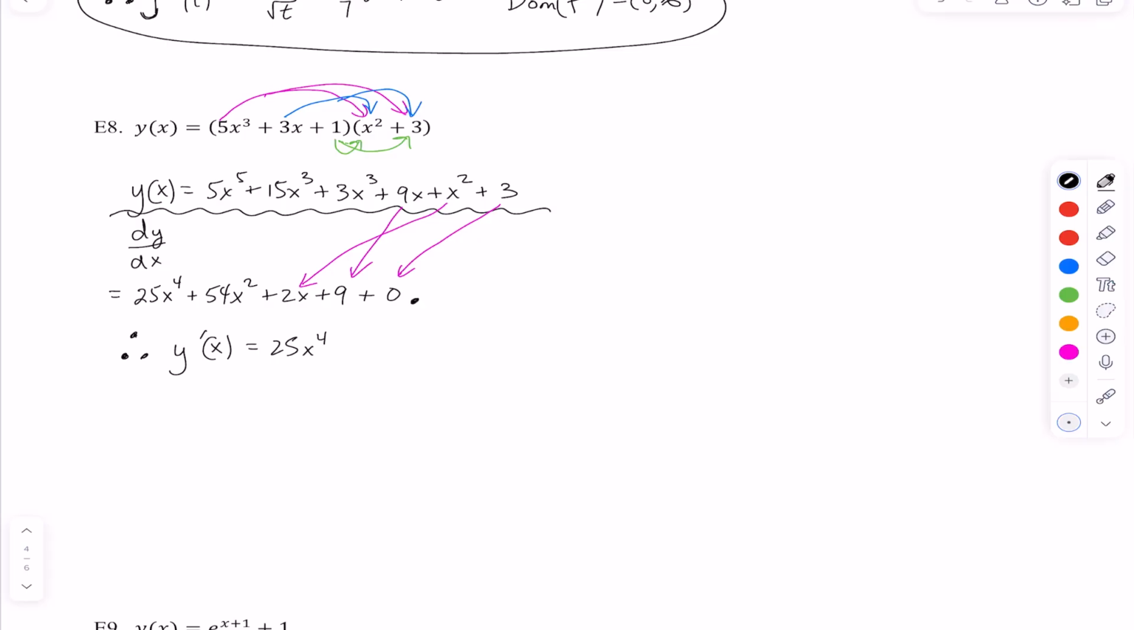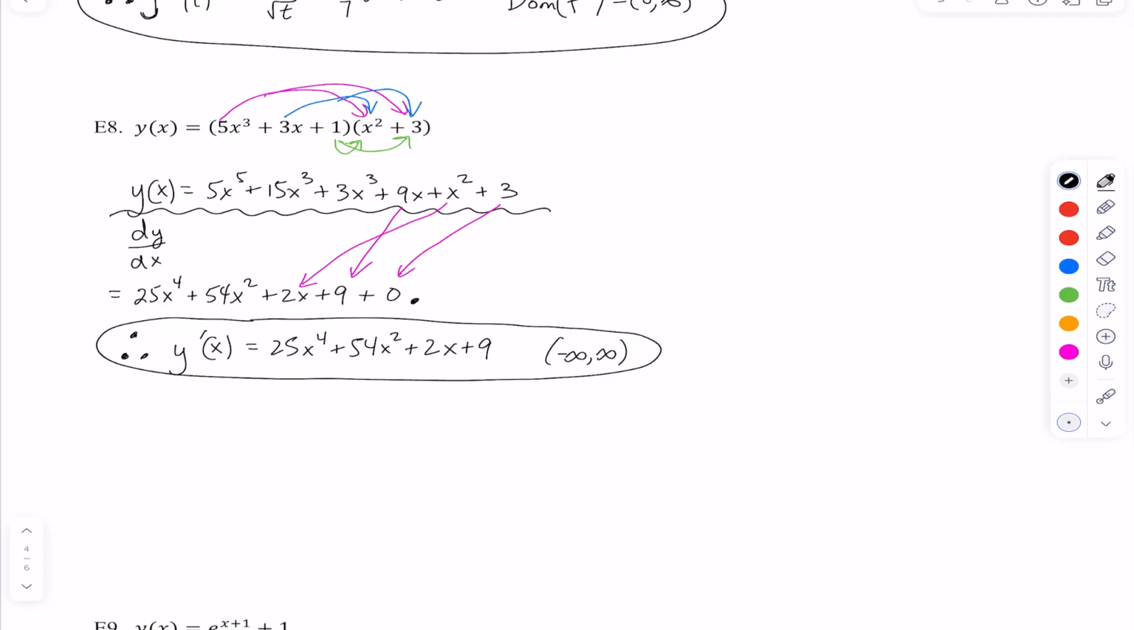So it's a fourth degree polynomial. The cool thing about polynomials is if you start with a polynomial, the derivative is also a polynomial. And we already know the domain for any polynomial is all real numbers, or the interval that consists of the entire number line. So notice the domain of y up here is the same as the domain of the derivative function. Let me use parentheses here.